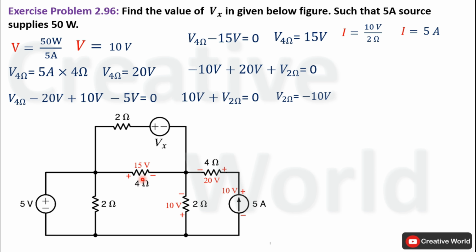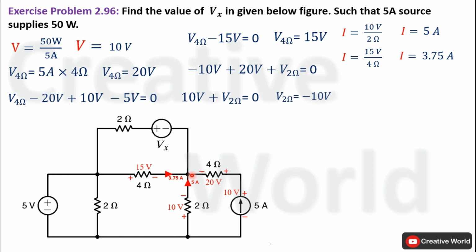Similarly, current through this 4 ohm resistance will be 15 volt divided by 4 ohm, it will become 3.75 ampere. And again the direction of current will be left to right towards this node because in order to make this terminal positive, current should enter from here and leave from here. Modify the network by indicating these 3 branch currents along with their directions.